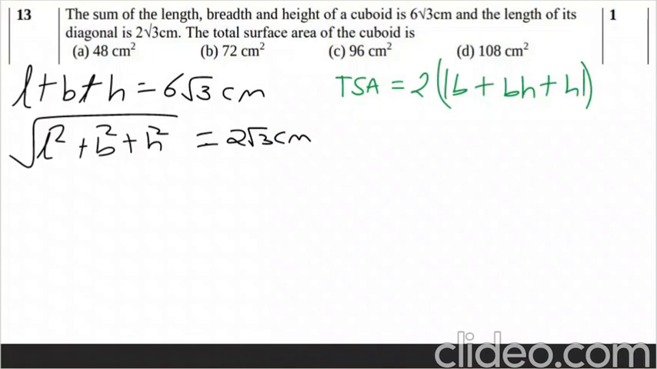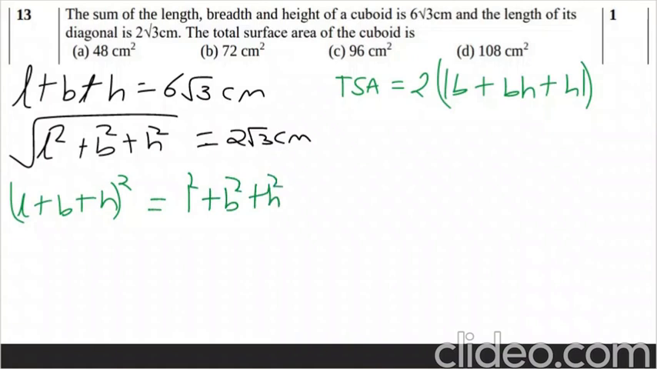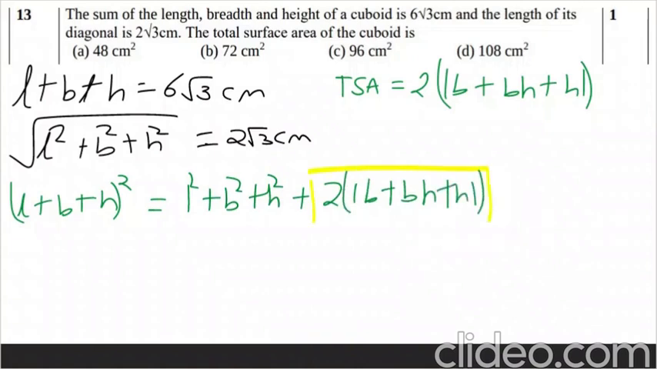Now, let's say I do the squaring. If I do length plus breadth plus height whole square, what will that give me? That will give me L square plus B square plus H square, and plus 2 times LB plus BH plus HL, isn't it? Now I want only this part, only this part I want the value. So should I cut them? No, I cannot cut them. I have to find the value.